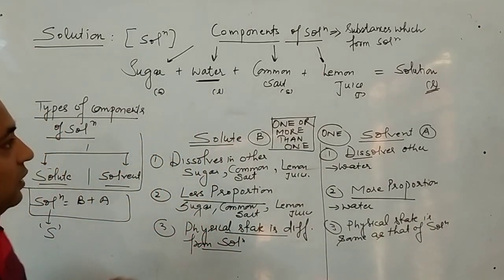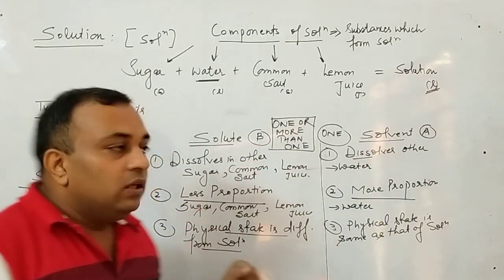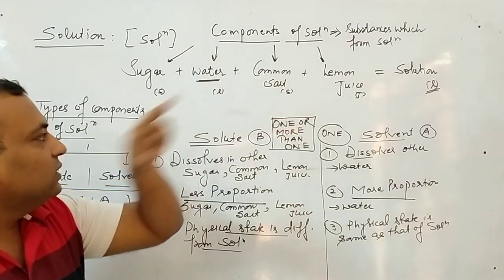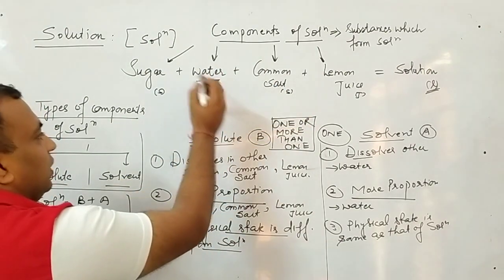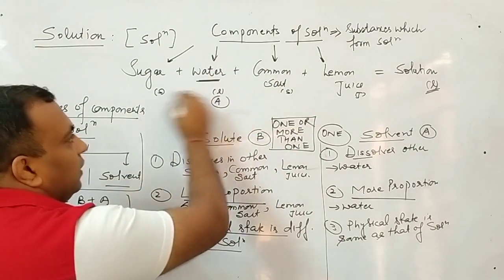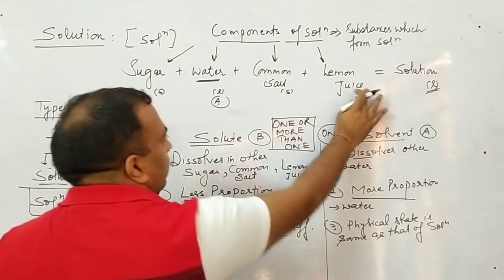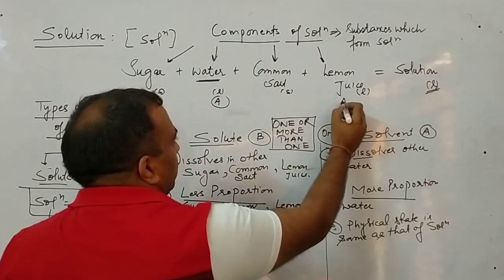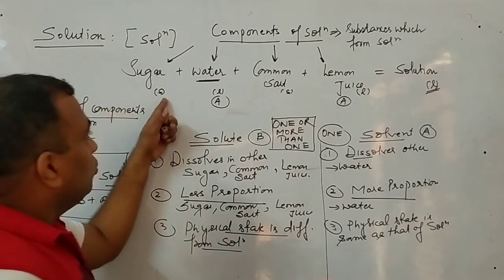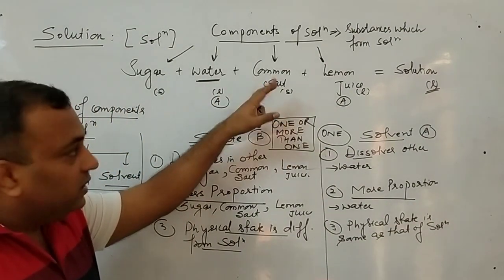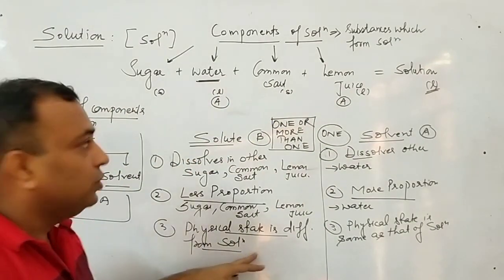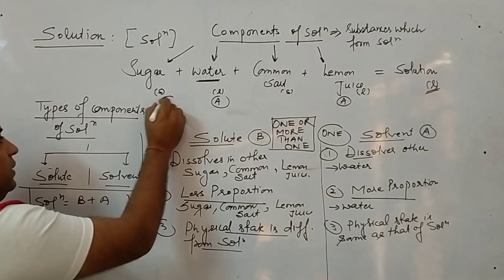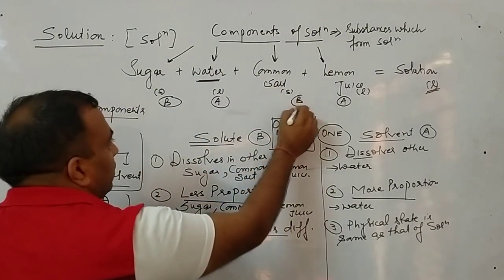So just see, the physical state of solution is liquid. Now see, how many liquids are there? I am having water liquid, I am having lemon juice liquid, this is L, okay, and sugar and common salt, they are solid, means their physical state is different from solution. So sugar will be the solute and common salt will be the solute.